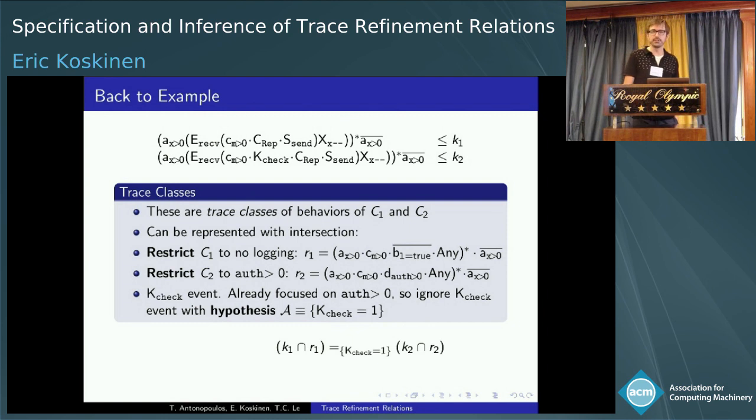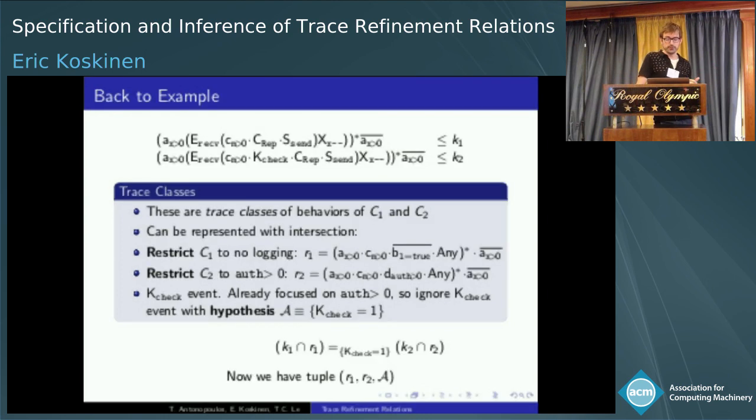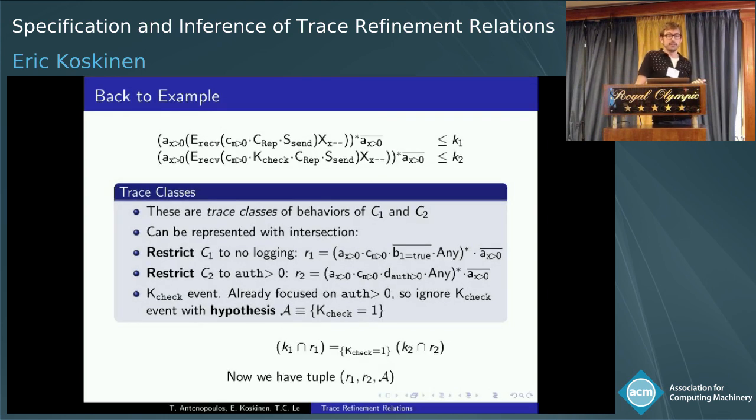So now we ask this question again. Under this set of hypotheses in the subscript there, does this equivalence or inclusion hold? And indeed it does. And so now we have a triple. And this triple is the first piece of a trace refinement relation. Notice here that the elements of the tuple are not states, but rather descriptions of trace restrictions.